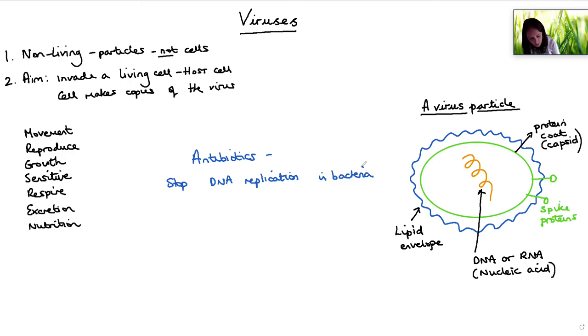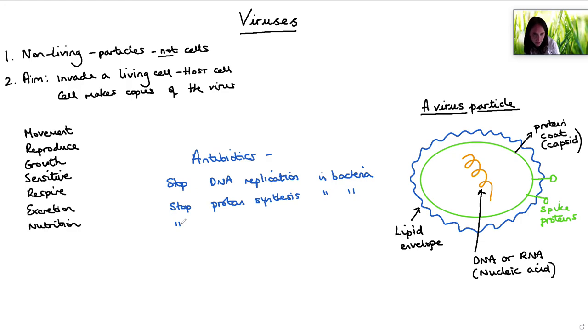It's an inert particle. One of the other things that antibiotics do is they stop protein synthesis. Again, they target bacterial enzymes involved in protein synthesis. So bacteria can't produce proteins and they die. Viruses don't make their own proteins. The host cell does. So there's nothing to target. So they're useless against viruses.